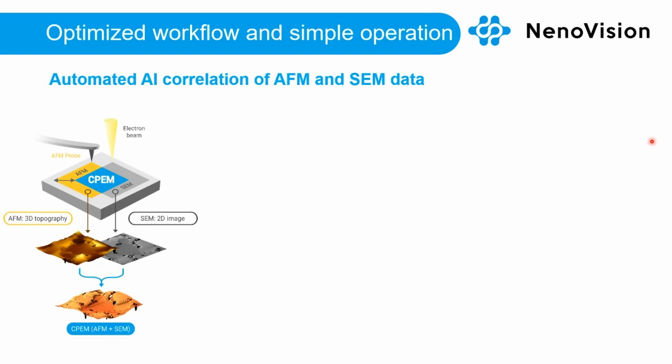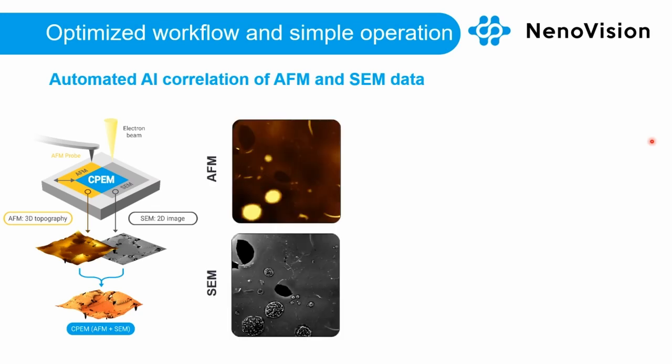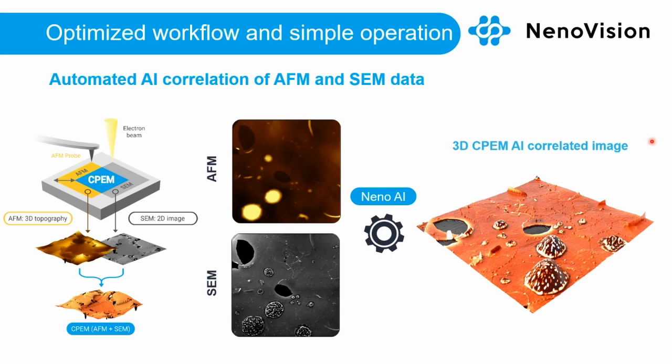A similar approach we use for the correlation of AFM and SEM data, where we utilize our CPAM, where we simultaneously measure AFM and SEM data, but they are slightly offset, as I mentioned. So what we do is we take AFM and SEM data and apply machine learning algorithms, because we have trained a neural network to recognize the fit, and within one click, you get a very nice correlation of AFM and SEM. If you correlate it, you can get such fantastic data as you can see here in the image.